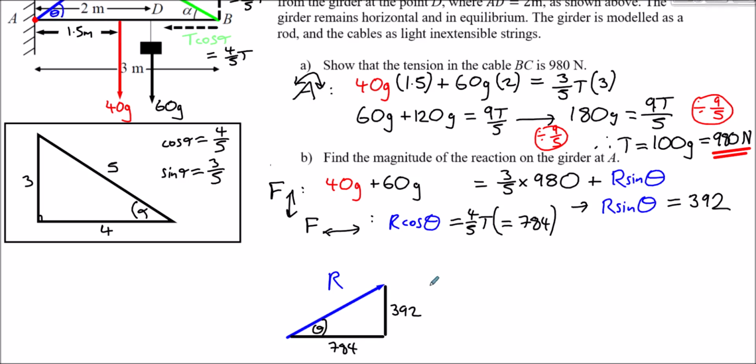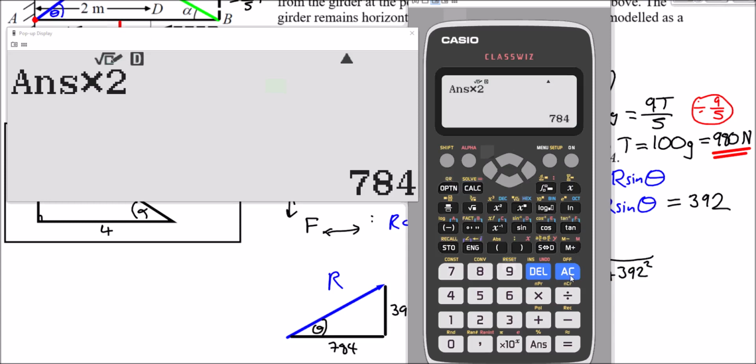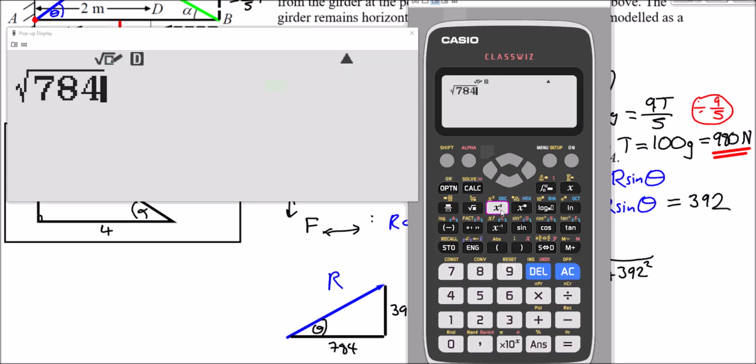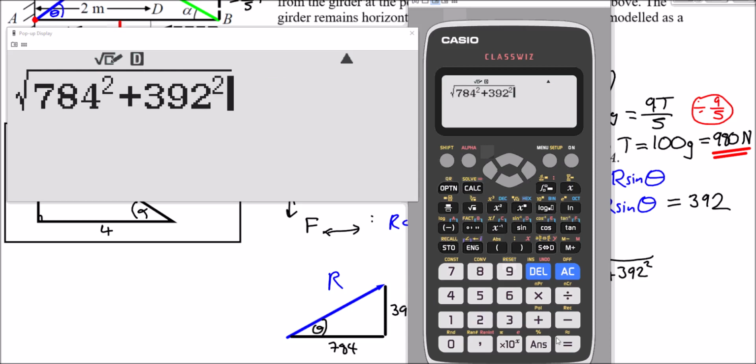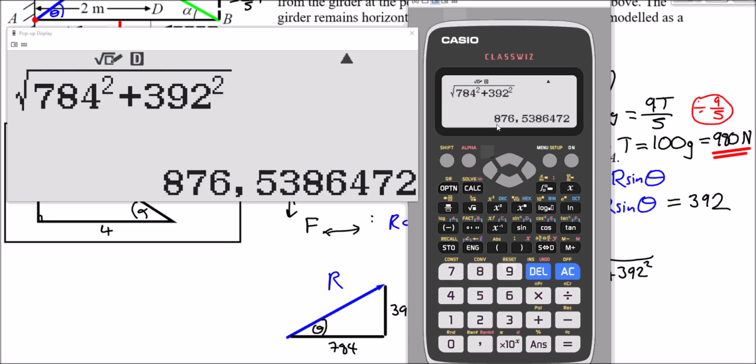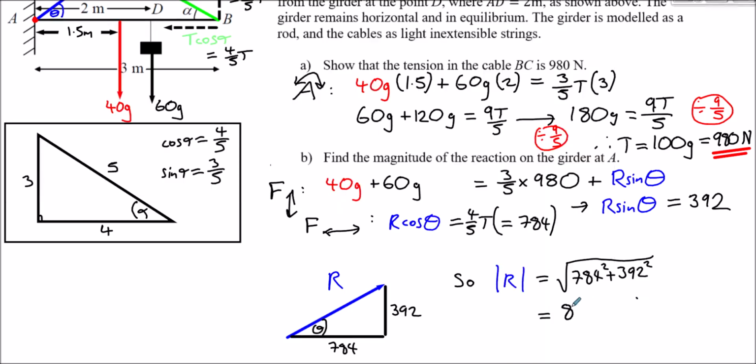So then using Pythagoras, R squared is going to be these two squared and added. So to get R, we just square root that. So therefore, the magnitude of R is going to be the square root of 784 squared plus 392 squared. That gives us, to two significant figures, 877. So 877 newtons.